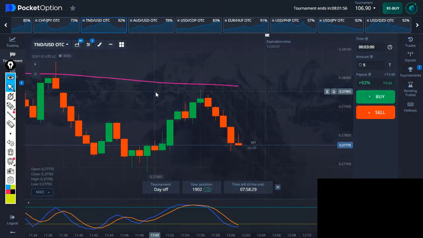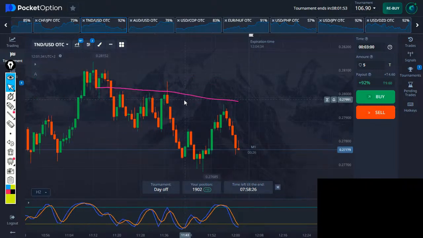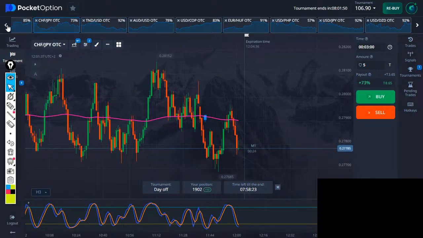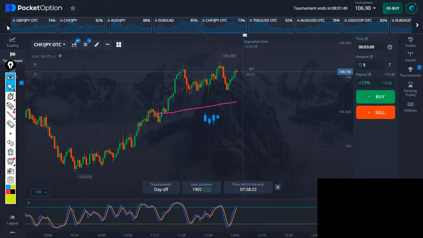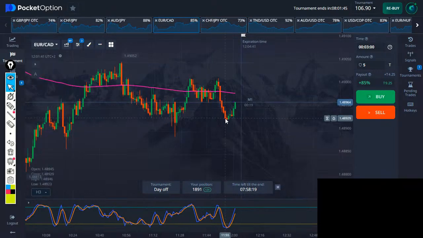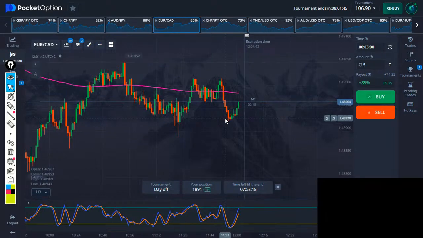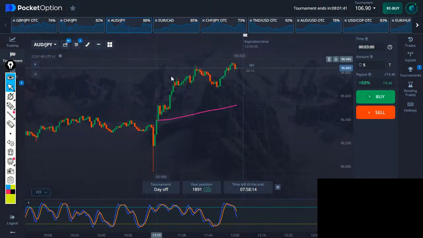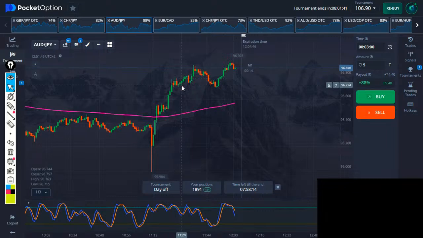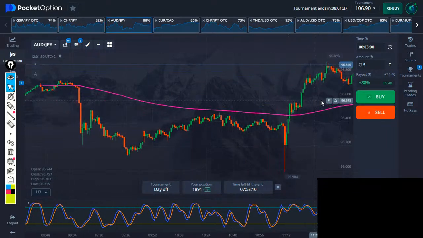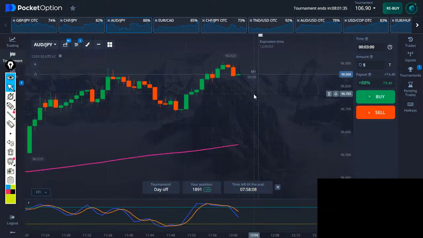Let's find another setup. Let me see the live market pairs. Let me take something on the live market. This is nice for a buy. I'll wait for this one.